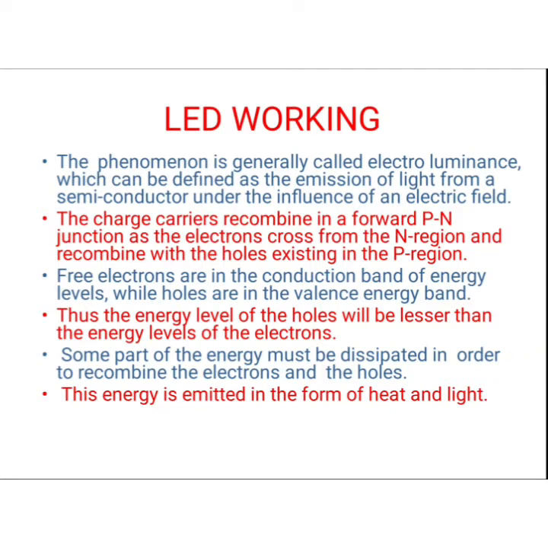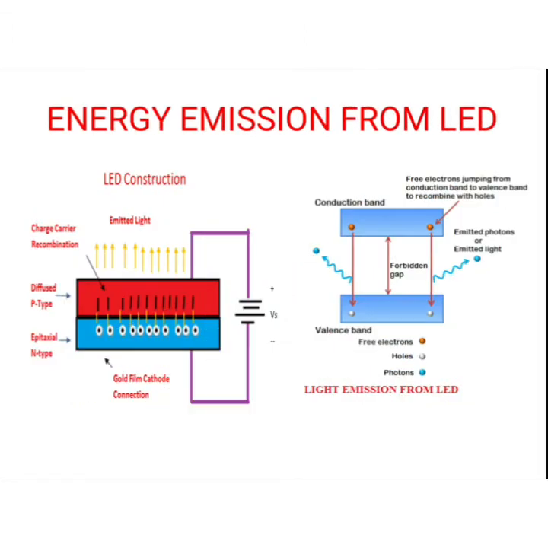Based on the material we select for P type and N type, the color of the LED will change. Let's see how the energy is emitted. This one is N type and this one is P type, and near the junction, electrons try to cross the junction once forward bias is applied, and because of the recombination we have energy release. How it differs from a PN junction is that the material we take for P and N type will be photosensitive in LED.